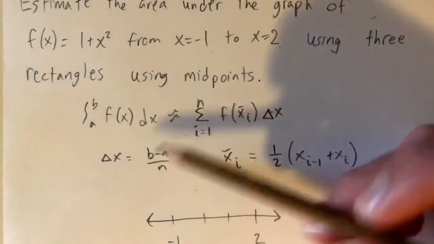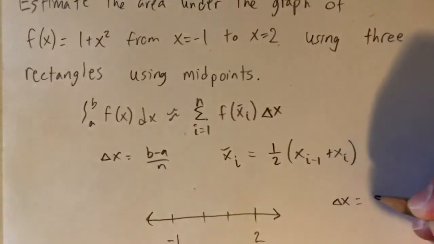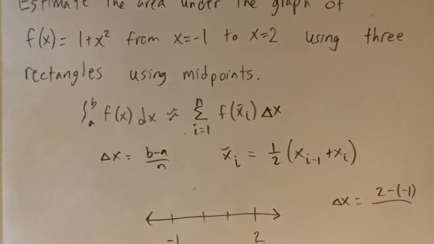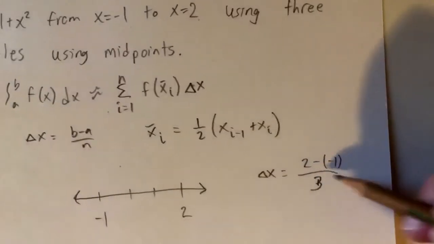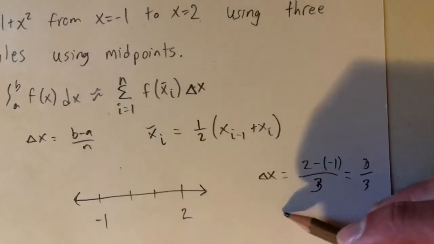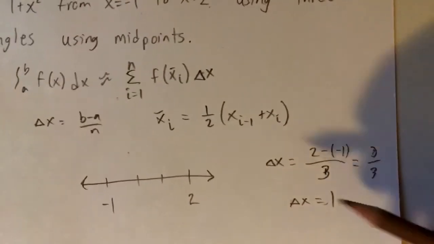So we would get delta x equals 2 minus -1 over n, which is the number of rectangles, which is 3. So 2 minus -1 is 3. 3 over 3 is 1. So delta x is 1. So basically the width of each of our rectangles is going to be 1.